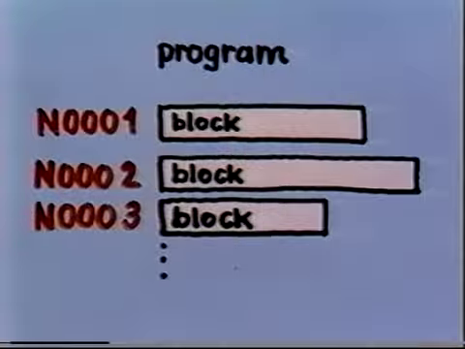Finally, a program consists of a number of blocks. The blocks are numbered in sequence. The address for the block number is N.